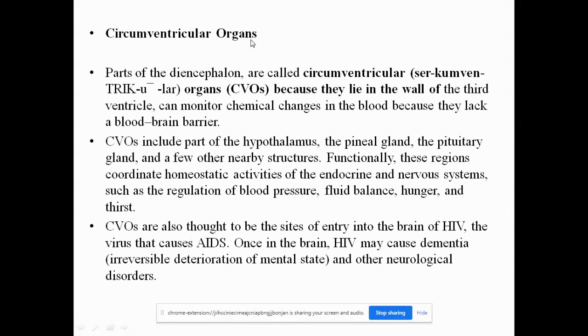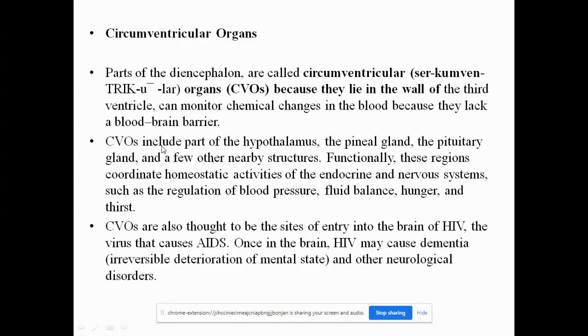There are other organs called the circumventricular organs. These are parts of the diencephalon, because they lie in the wall of the third ventricle. They monitor chemical changes in the blood because they lack a blood-brain barrier. So whatever chemicals or ions are present in the blood pass through the circumventricular organs. They do not have a blood-brain barrier.